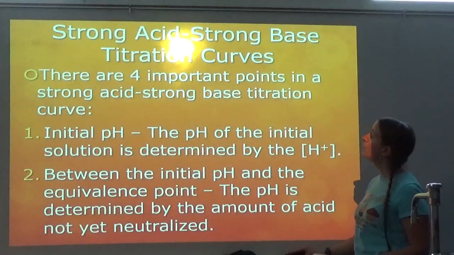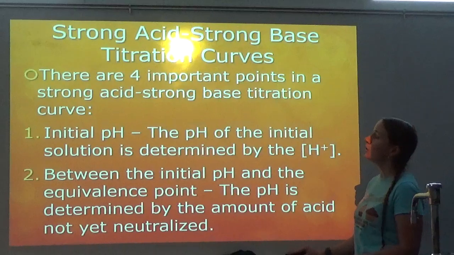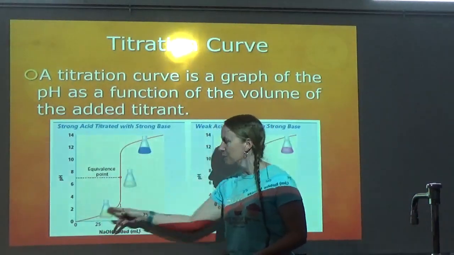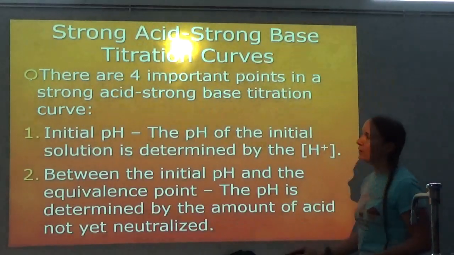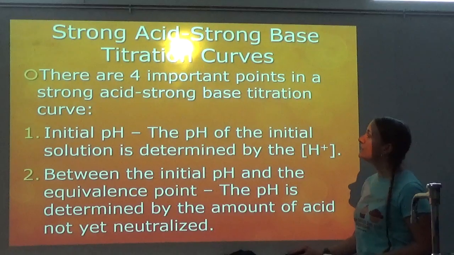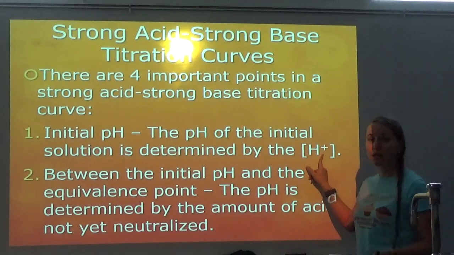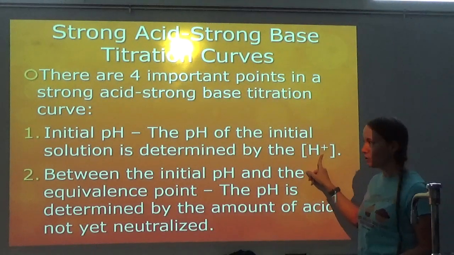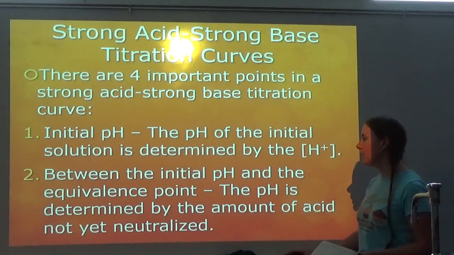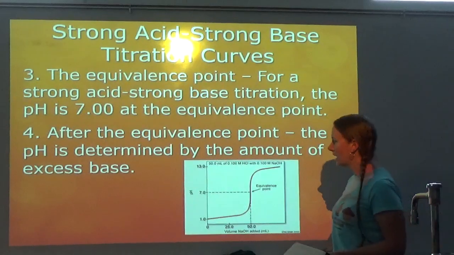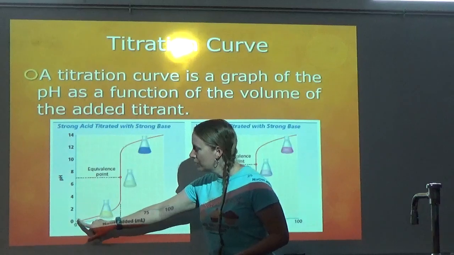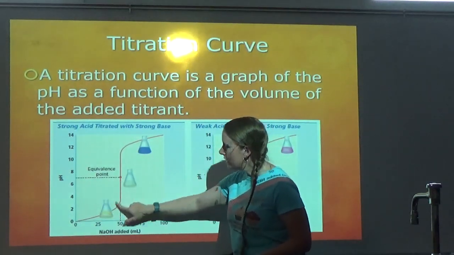There are 4 important points in a strong acid, strong base titration curve. We're going to start with strong, so what we're going to talk about is this type right here. The initial pH of the solution is determined by the H+, because it's just a strong acid or strong base. Between the initial pH and the equivalence point, the pH is determined by the amount of acid not yet neutralized. So we can ask about this point here. We can ask anywhere in this area.